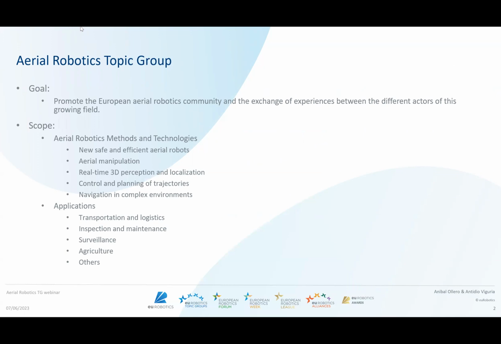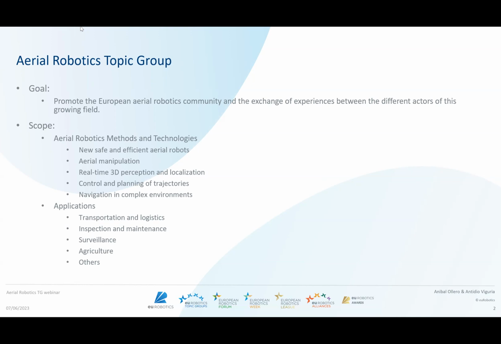The idea of this topic group is to promote the European aerial robotics community, and very important, to exchange experiences between the different actors. This is a field that we still think is growing a lot. So we have two main parts of the scope. One is dealing with methods and technologies, which means there is a collection of methods and technologies here. You can identify more details or add more. That means that new, safe, and efficient aerial robotics is always important.